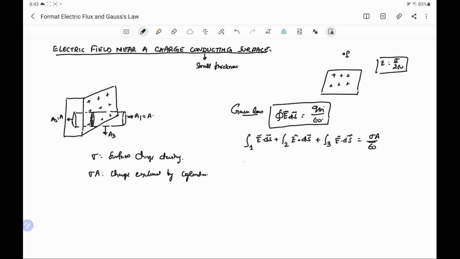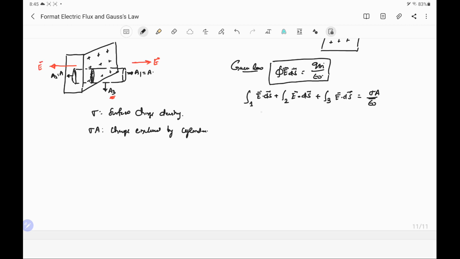naught. In the case of the first surface, the angle between E and ds, the area and the electric field, is 0 degrees. For the second surface also, which is a circular portion, the area and the electric field have an angle of 0 degrees, while for the third surface, which is cylindrical, the angle is 90 degrees.